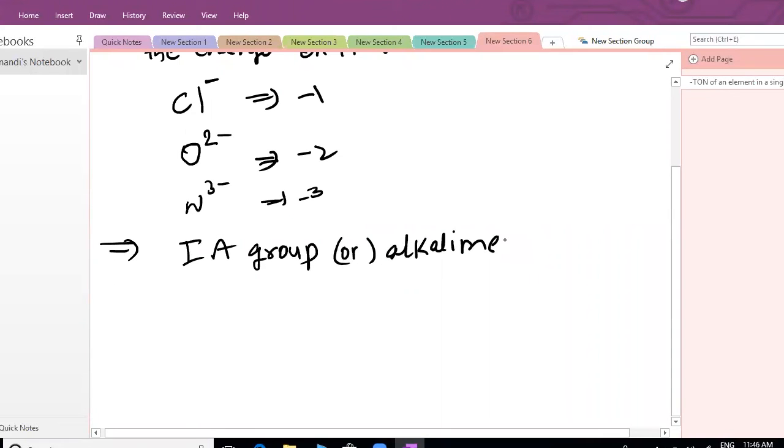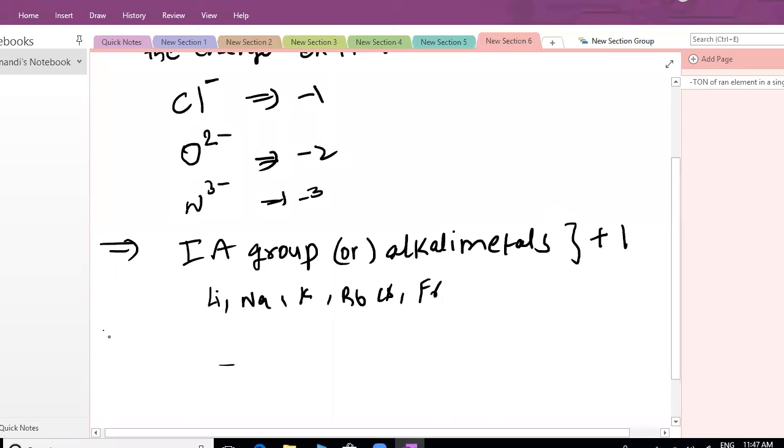Alright, homework for you people. You have to learn the complete periodic table. Learn group 1, group 2 like that. So for tomorrow, S block elements is the homework. Alkali metals means like lithium, sodium, potassium, rubidium, cesium, francium, like this. All these elements always show +1 oxidation state. Second A group elements are alkaline earth metals.